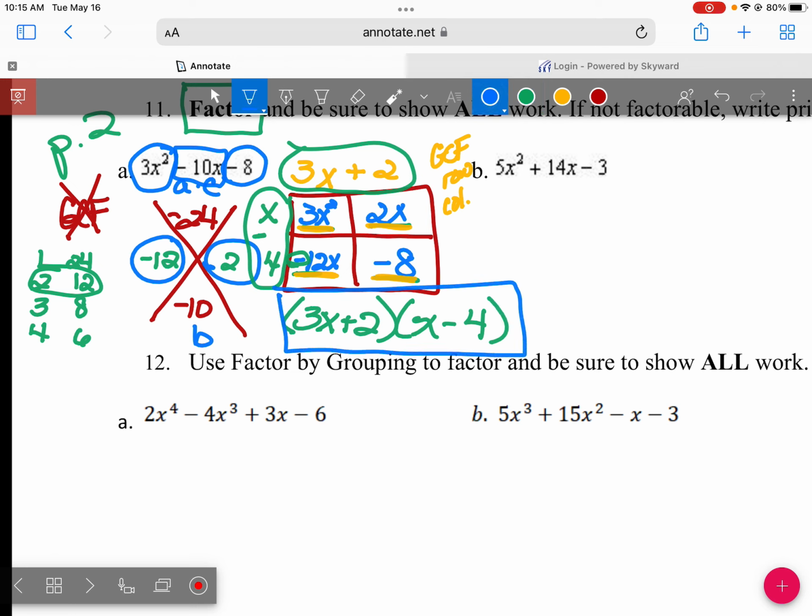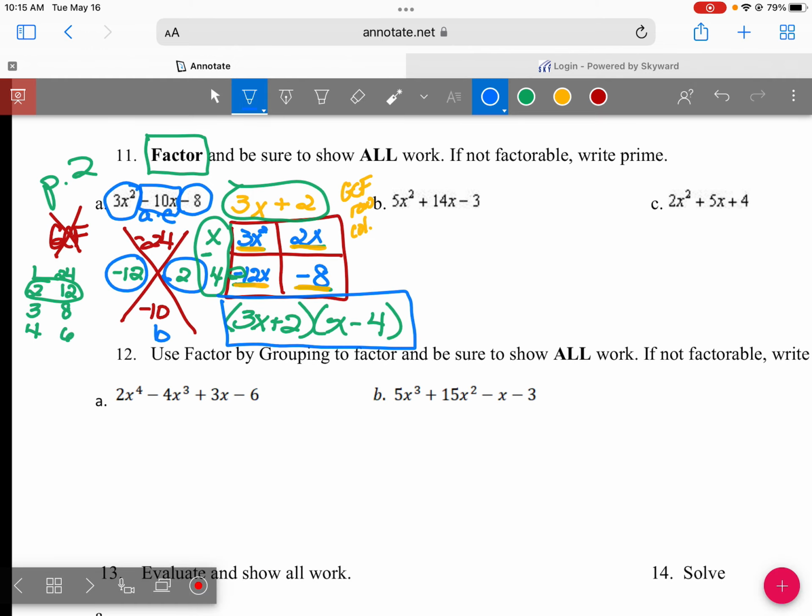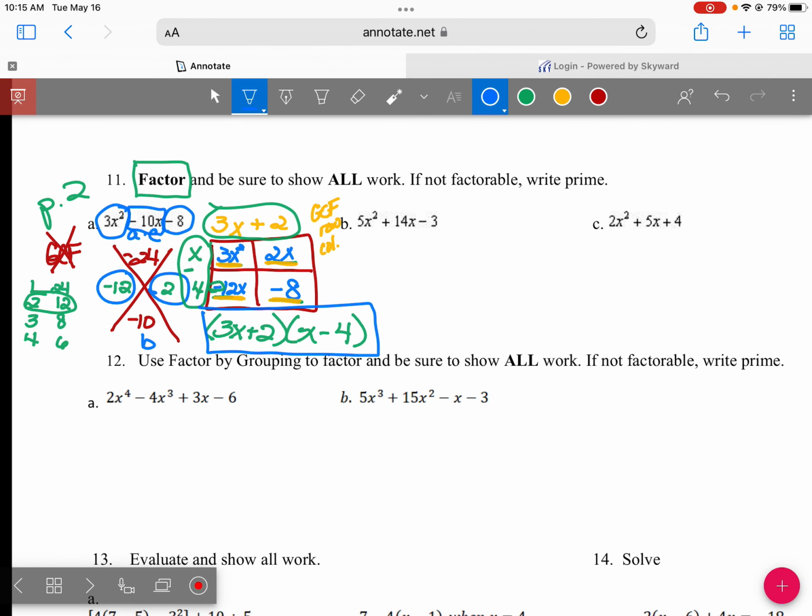Now, if you only have 2 terms, you want to check and see if it's a difference of 2 squares. If you have 4 terms, that would be the factor by grouping down below. Did we do that yesterday in this class? You weren't here. Which one? 12, A and B. We did 12A. I don't know if you did B because I was doing my test.